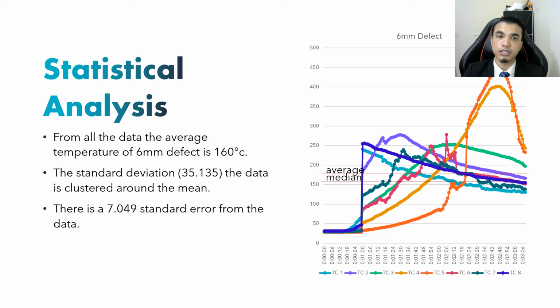From all the defect data, the peak is 100 degrees Celsius to 160 degrees Celsius. And for the 6 mm defect, the FSW does not fully cover the fault because there is not enough power to fulfill the deficiency.